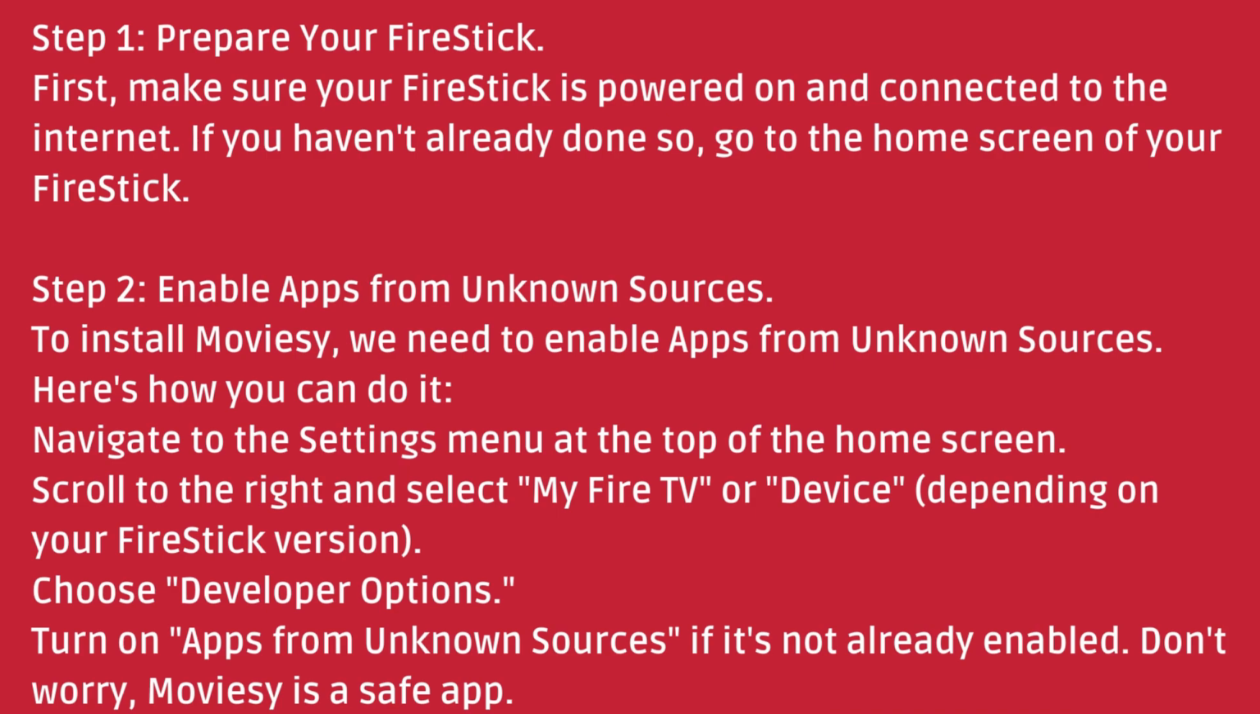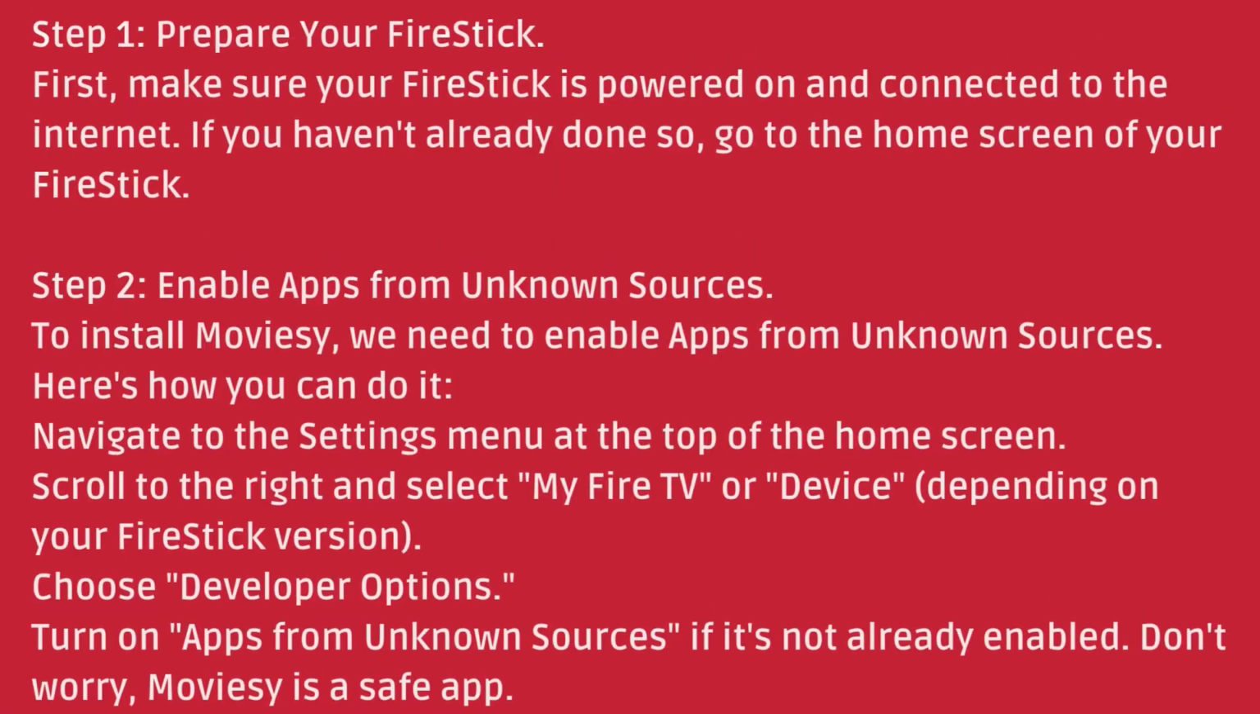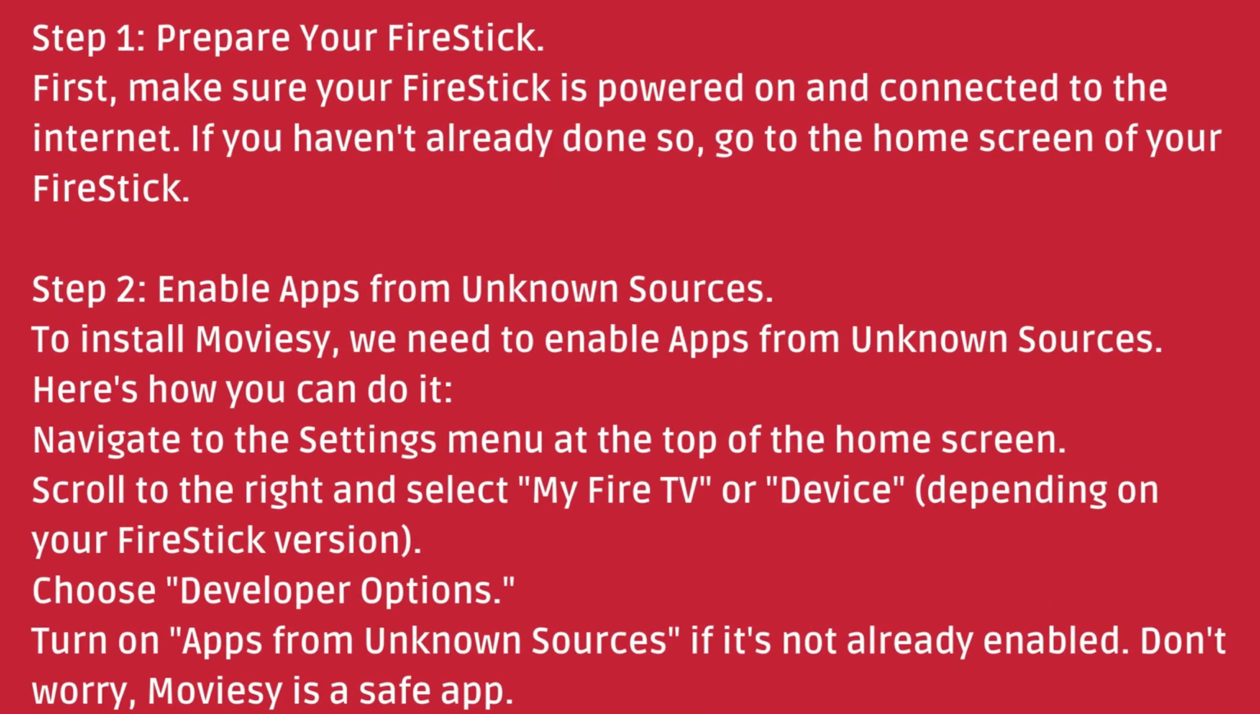Step 2. Enable apps from unknown sources. To install Moviesy, we need to enable apps from unknown sources. Here's how you can do it. Navigate to the settings menu at the top of the home screen. Scroll to the right and select My Fire TV or device, depending on your FireStick version. Choose developer options. Turn on apps from unknown sources if it's not already enabled. Don't worry, Moviesy is a safe app.